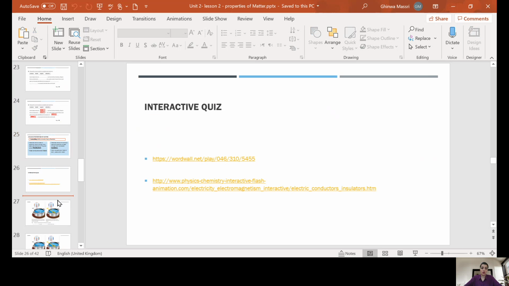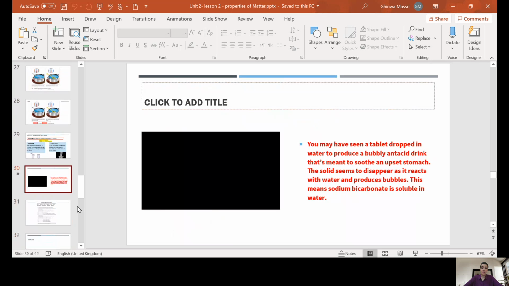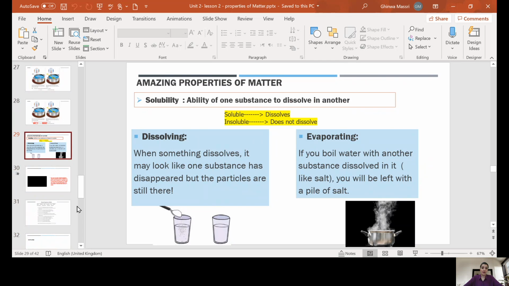Another very interesting physical property we mentioned in our session is solubility, the ability of one substance to dissolve in another substance. If the substance is able to dissolve, it is called soluble. It has the ability to dissolve in other substances, like sugar in water. Not all matter has this physical property; for example, sand is not soluble in water.